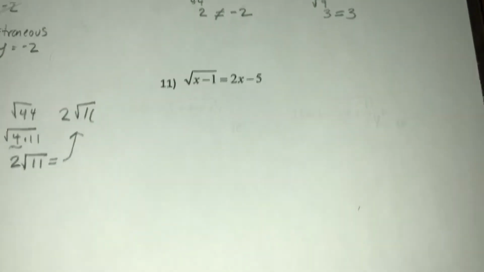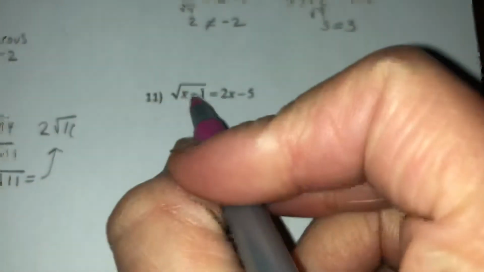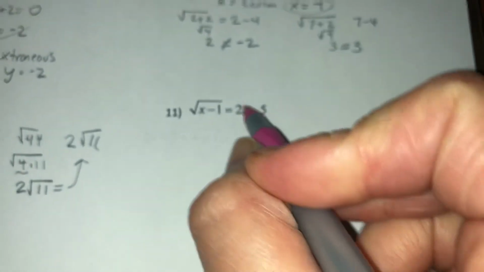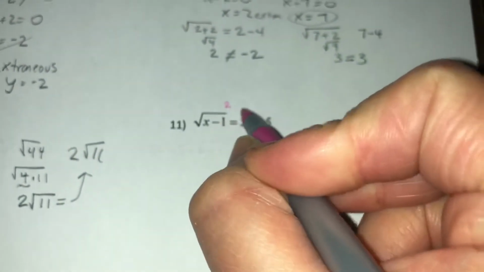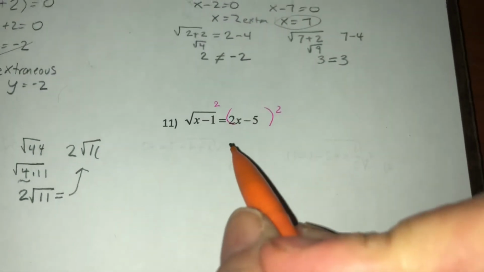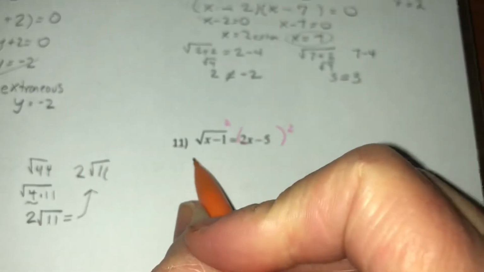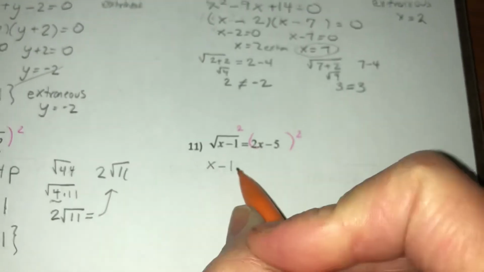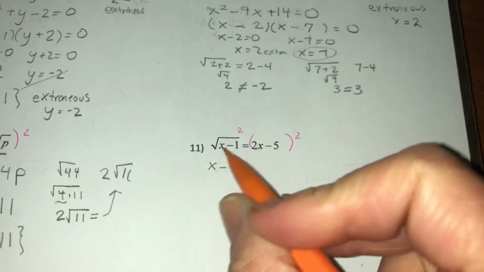Now, number 11 is similar to the earlier problems. Again, we have a radical equal to an expression, so we're going to square both sides. And make sure, again, when you square the 2x minus 5, put that in parentheses to help remind yourself to do all that math out there. So the square root of x minus 1 squared is x minus 1.